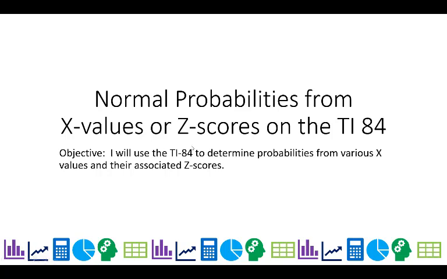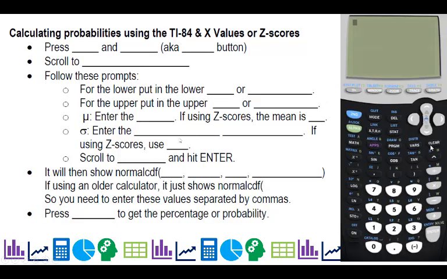Now we're going to show you how to determine probabilities from the z-scores or the x values using the TI-84. So first of all, you're going to press second, distribution, which is also known as the VARS button over here. Scroll to second, normal CDF, because we're using a normal cumulative distribution function. Then we follow the prompts.